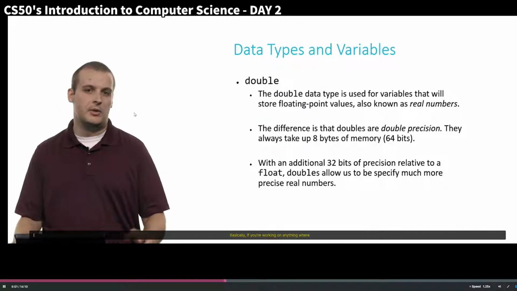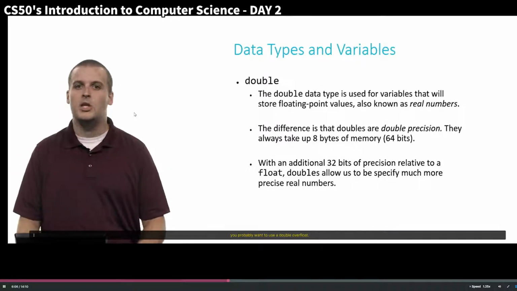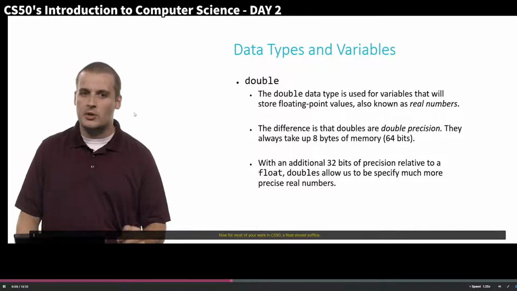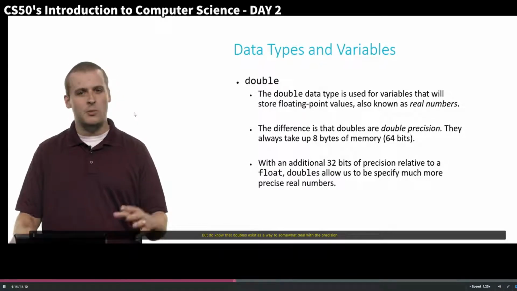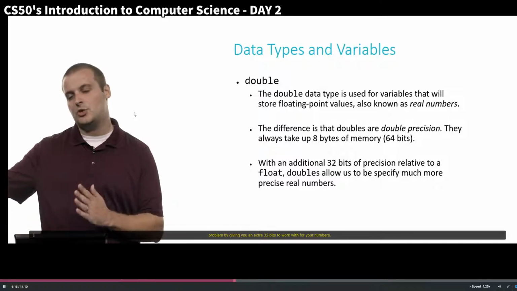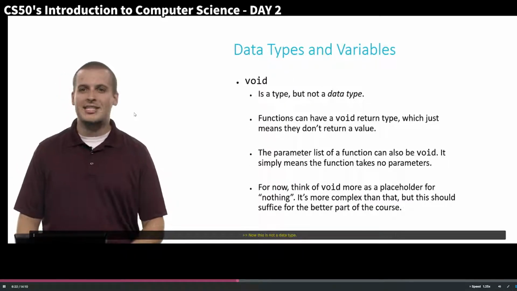Basically, if you're working on anything where having a really long decimal place and a lot of precision is important, you probably want to use a double over a float. Now, for most of your work in CS50, a float should suffice, but do know that doubles exist as a way to somewhat deal with the precision problem by giving you an extra 32 bits to work with for your numbers.